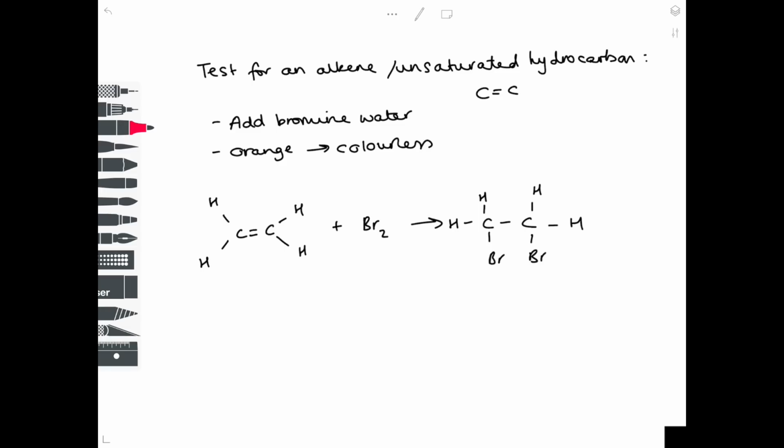And because bromine simply added itself, you say that this is an addition reaction. So what is the type of reaction? Addition. You add bromine water and it turns from orange to colourless.